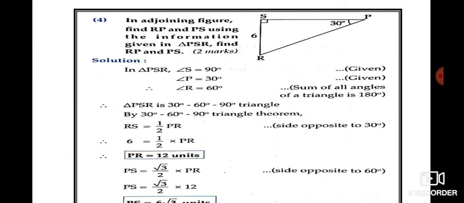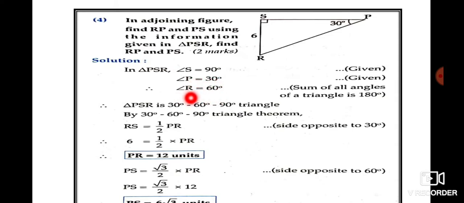So we are going to mention here. Now here, in the question, it is not given that this is a 30-60-90 triangle. So first we have to prove that this is a 30-60-90 triangle, and then using this property we will be solving the remaining sides. So in triangle PSR, S is given to be 90 degrees, P is given to be 30 degrees. Therefore R is equal to 60.